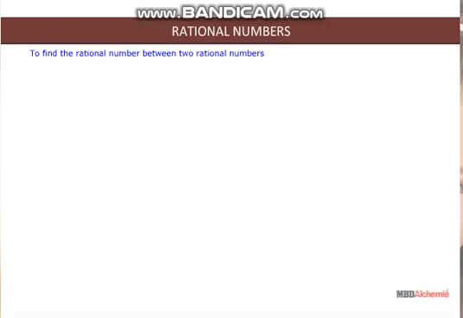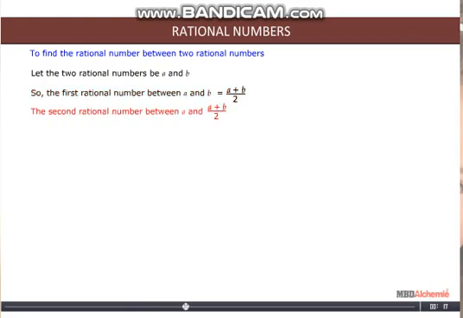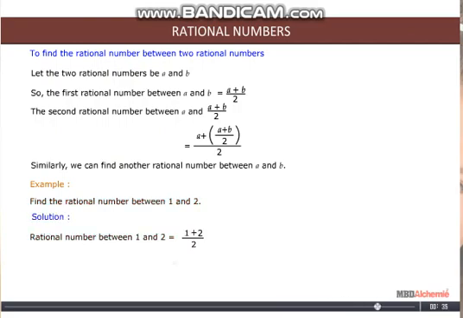To find a rational number between two rational numbers, let the two rational numbers be a and b. The first rational number between a and b is a plus b divided by 2. The second rational number, between a and a plus b divided by 2, is a plus half of a plus b divided by 2. Similarly, we can find another rational number between a and b. In this example, we will find the rational number between 1 and 2. Solution: the rational number between 1 and 2 is 3 upon 2.